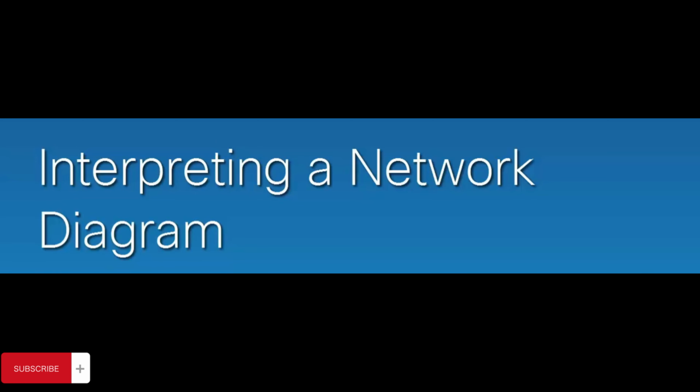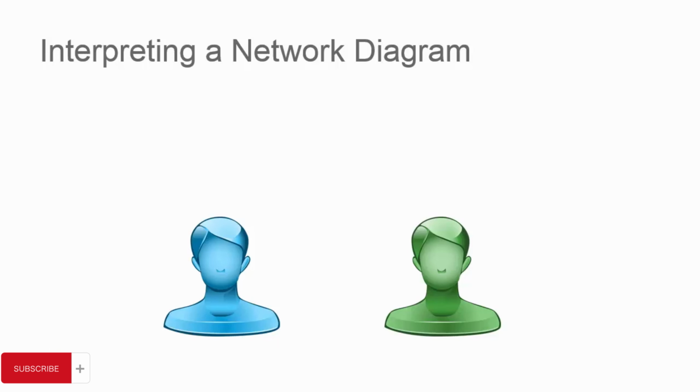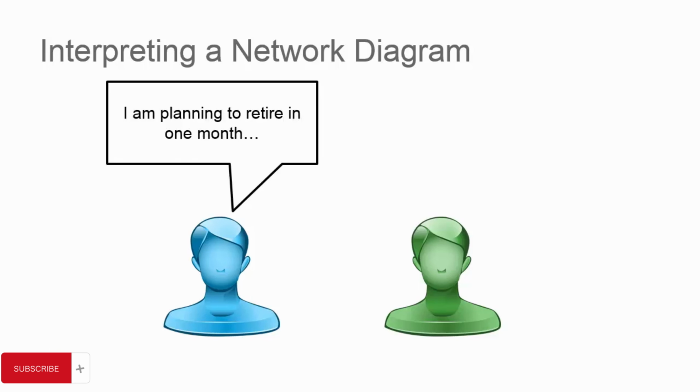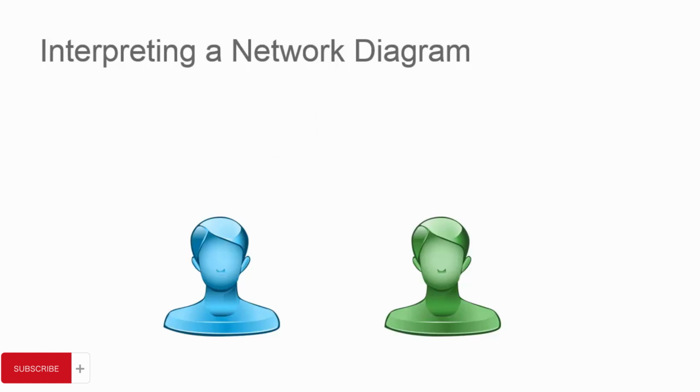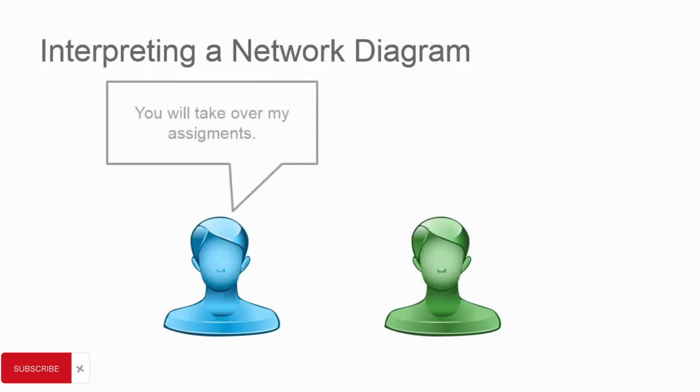In this video, we are going to interpret a network diagram. Imagine this scenario. The network administrator at your company has retired, so you have to take his place. Let's say you were previously responsible only for the end users, so you didn't have to worry about the entire network. But now, you'll be responsible for everything. You'll have to be the one that solves all the problems that occur.